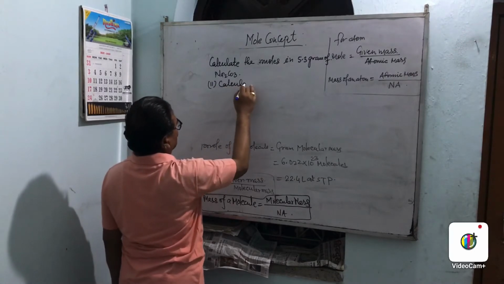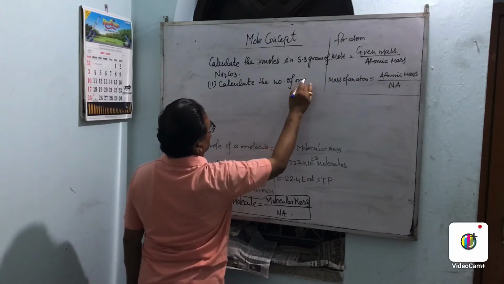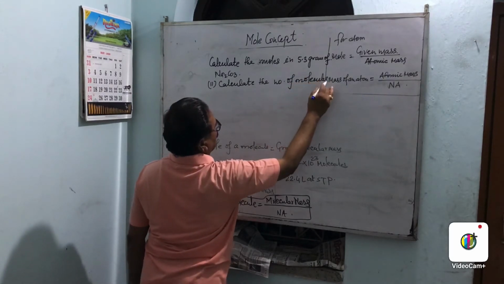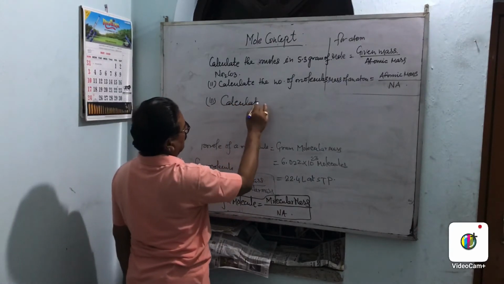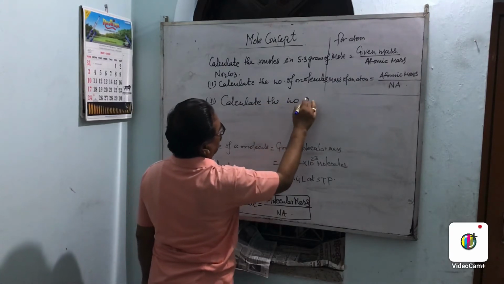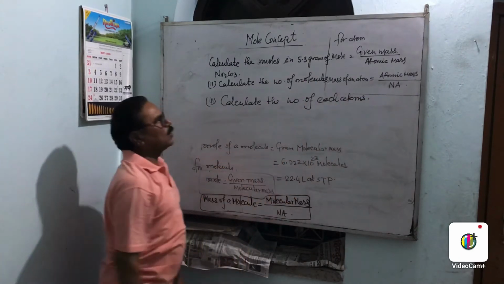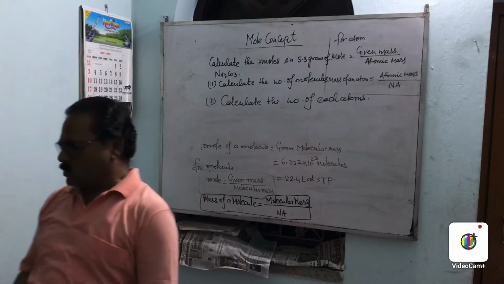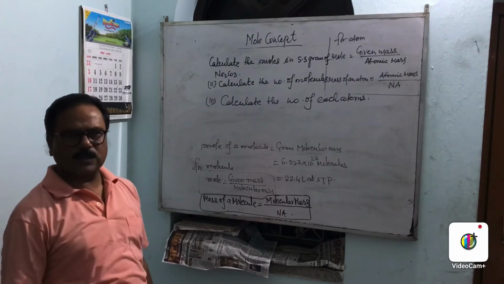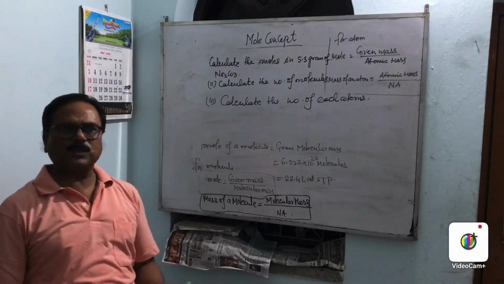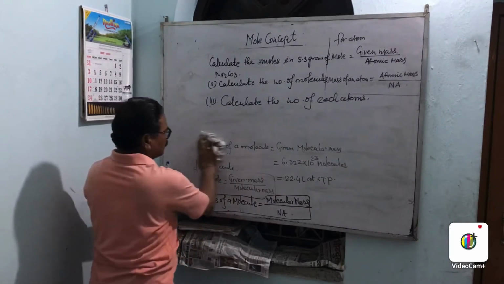Second, calculate the number of molecules. Third one, calculate the number of each atoms. So how will we solve the problem? We have the concept that mole is related with the gram molecular mass, mole is related with the number of molecules present, and mole is also related with the volume at STP. So we take one by one.